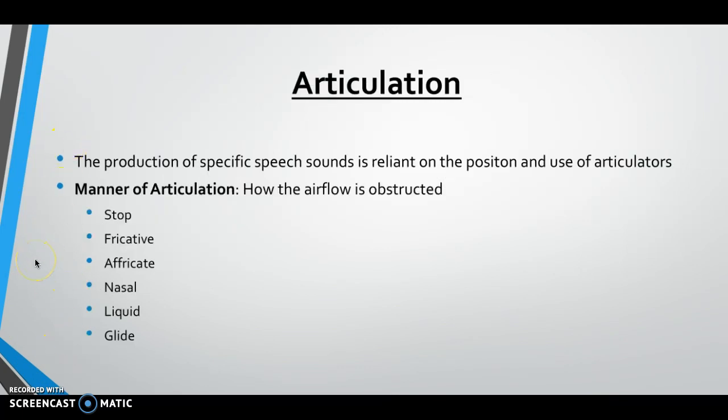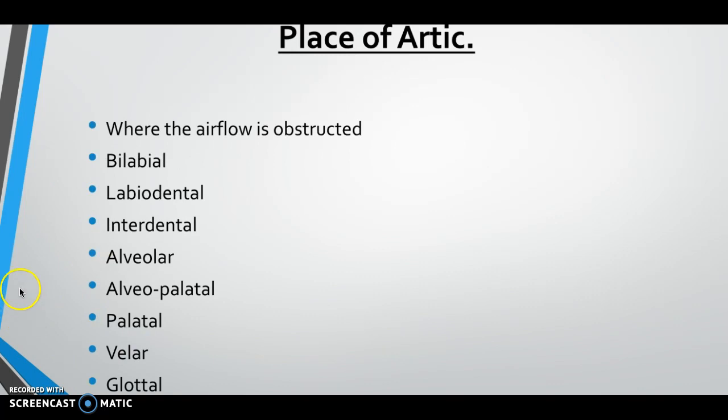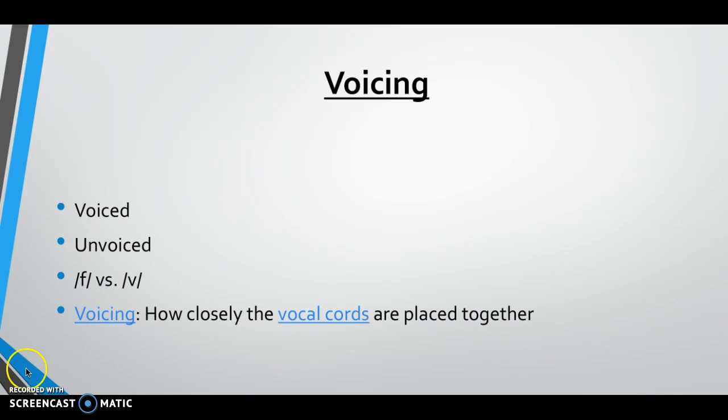So once in the oral cavity, there's still not speech. We need articulation to produce specific phonemes, and articulation has three major components. There's the manner, or how the airflow is obstructed, and this is going back to our phonetics class where we talked about stops, fricatives, affricates, nasals, liquids, glides, and then we know about place of articulation and voicing.